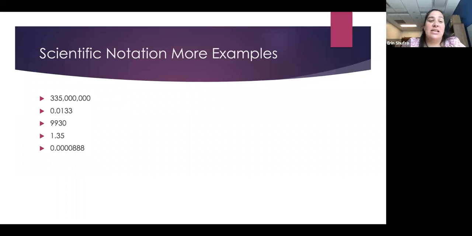Awesome, yes, that is exactly correct. 3.35 times 10 to the 8th. Because we moved the decimal point, it's not visible in this number, but it's at the end of the number. And so we moved it, there were 6 zeros plus the 3 and the 5. Awesome. Okay, what'd you guys get for the second one?